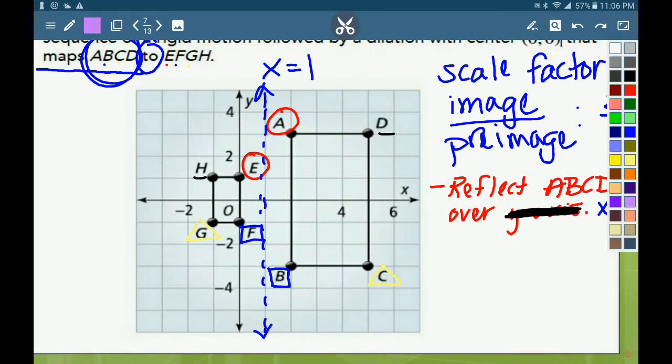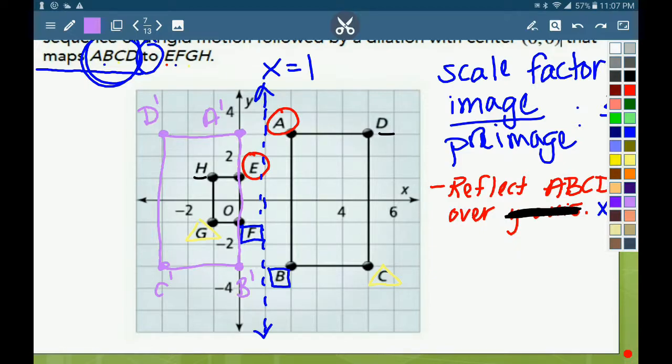So now let's do this one more time. From the dotted blue line that I drew on this picture, A is 1 unit away. So I got to go 1 unit away in the opposite direction. There's A prime. D is 4 units away from the dotted blue line, so I got to go 1, 2, 3, 4 in the opposite direction. Okay, and then B and C are kind of the same. There's B prime and C prime. So far, having reflected over x equals 1, that is where my rectangle goes.